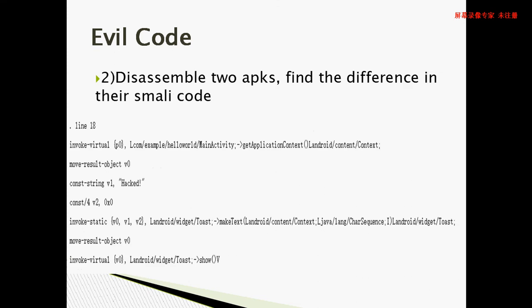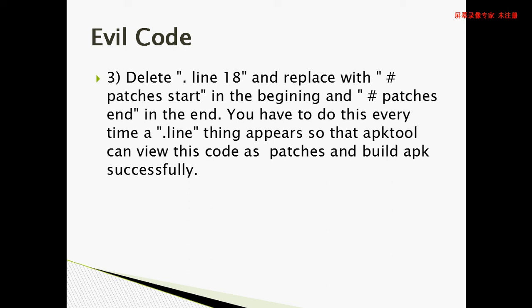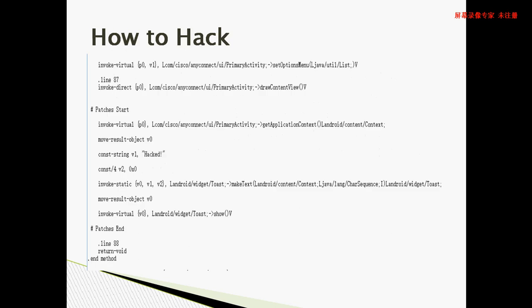So we need to make a few modifications before we can use the same for the Cisco AnyConnect application. The two modifications that we need to make here are, first, the .line 18. We replace that with hash patches start so that the APK can execute that. And the second thing that we need to do is replace this path name with the path of our Cisco AnyConnect application. This is a short description of what we are doing, and you can see the hash patches start and hash patches end, which we are replacing for the Cisco AnyConnect application.